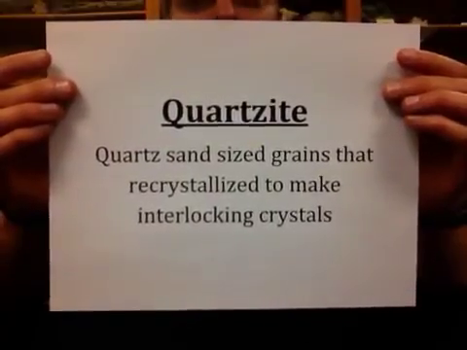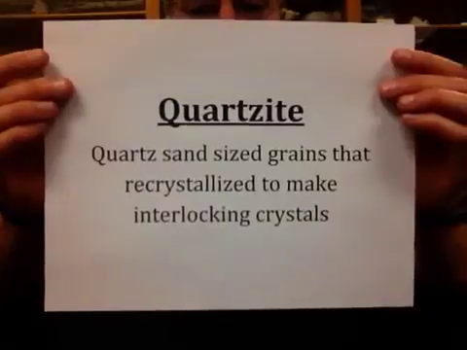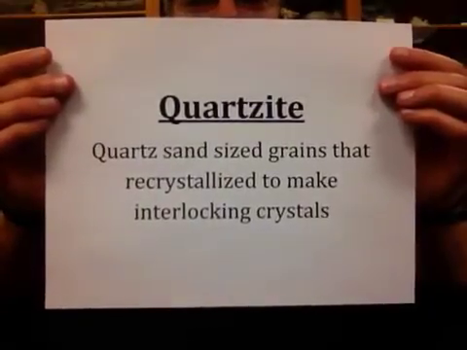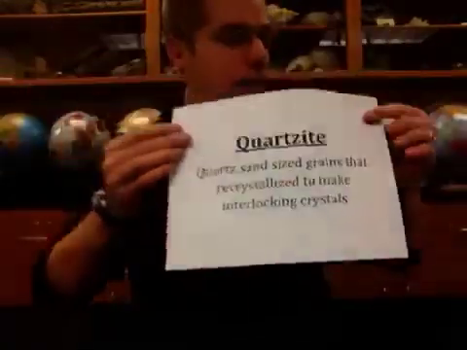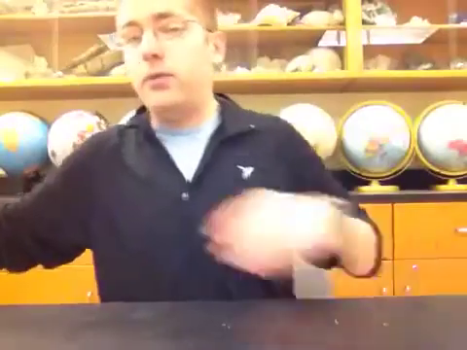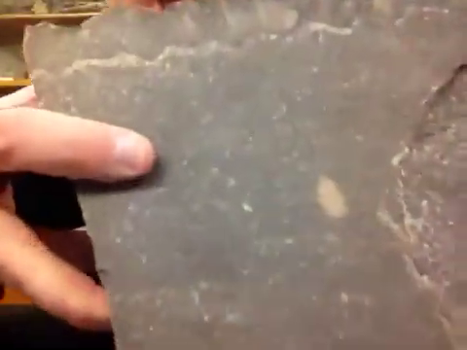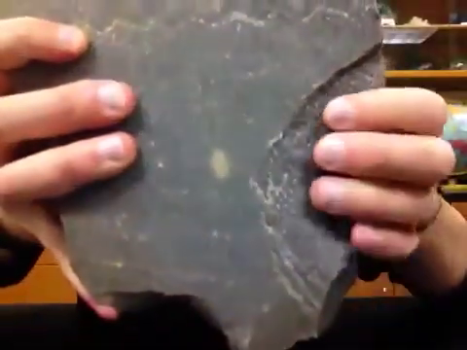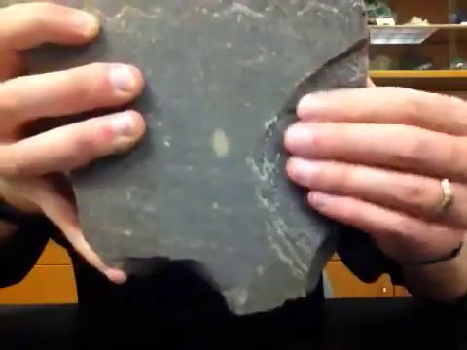The first is quartzite. When we look at quartzite, we're looking at a metamorphic rock that has quartz sand-sized grains that have recrystallized from the protolith to make interlocking crystals. So when we hold quartzite and look at it, you can see on the surface things that are about sand-sized in shape, especially along this fractured surface. You can see them kind of shining back at you, sand-sized again, but when you feel it, it's very, very smooth.